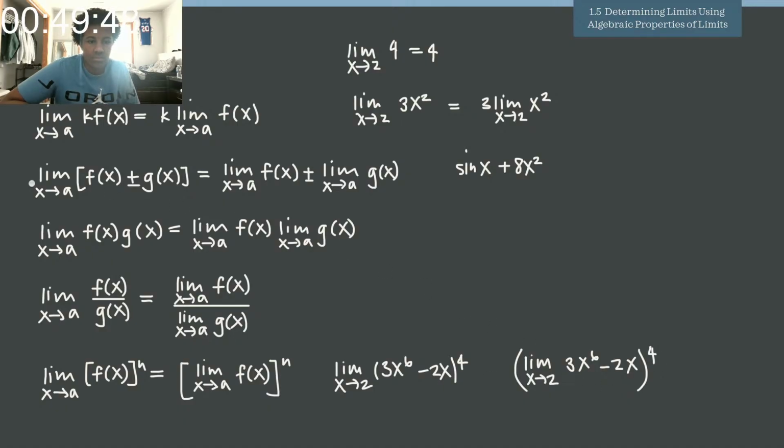You can also think about this in words, right? This formula here for the sum or difference, you could say the limit of the sum is equal to the sum of the limits, or the limit of the difference is equal to the difference of the limits. Here for the product formula, we would say the limit of the product is equal to the product of the limits, or the limit of the quotient is equal to the quotient of the limits. That same kind of thing holds for all of these rules, so that's a good way to remember them.